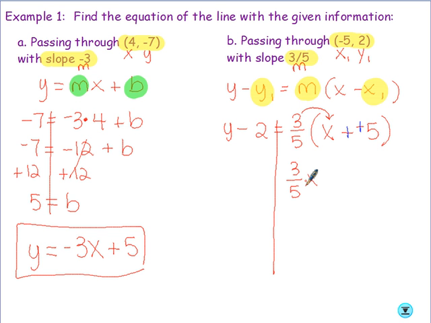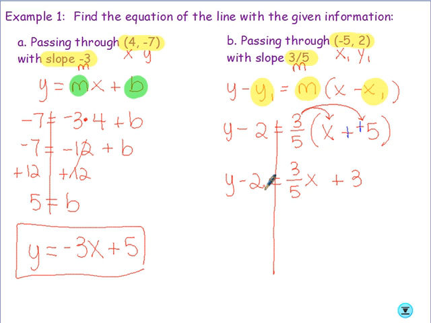And if you need a calculator for this part, by all means, 3 divided by 5 times positive 5. So in your calculator, you're typing in 3 divided by 5 times 5, and your calculator should tell you positive 3. Now on the other side, I still have y minus 2.